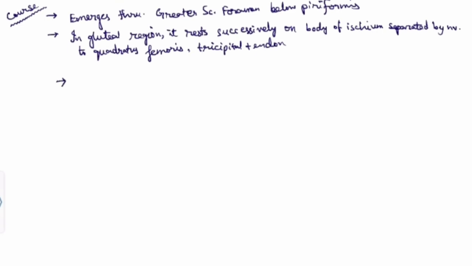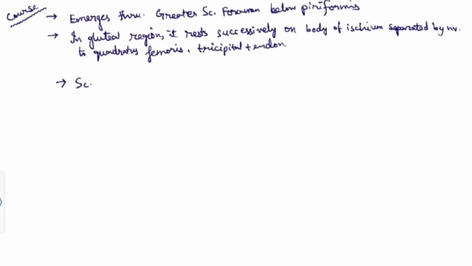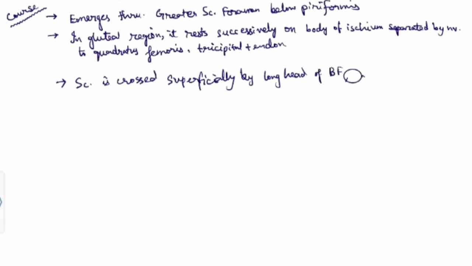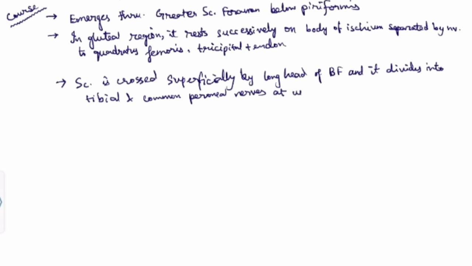Separated by the nerve to quadratus femoris and the tricipital tendon, it is there at the back of the thigh. The sciatic nerve is crossed superficially by the long head of biceps femoris, and it divides into the tibial and common peroneal nerves at the upper angle of the popliteal fossa.